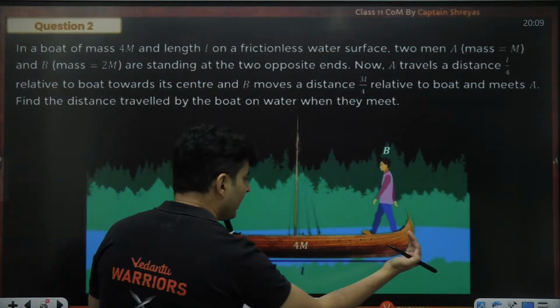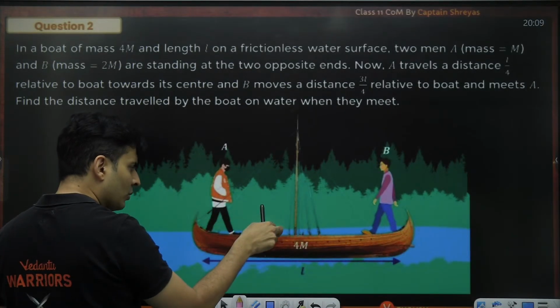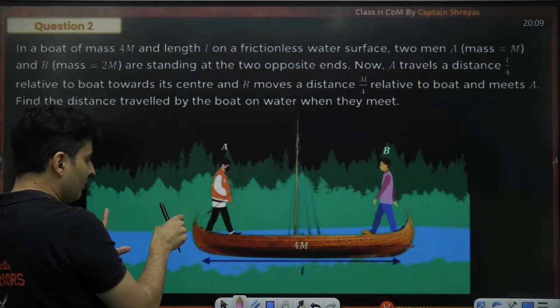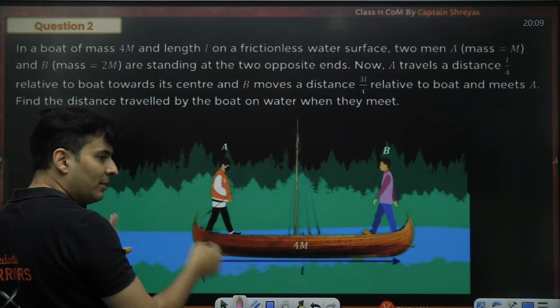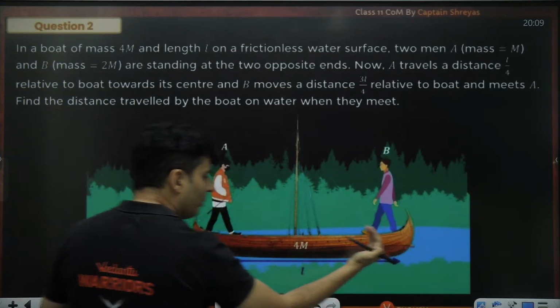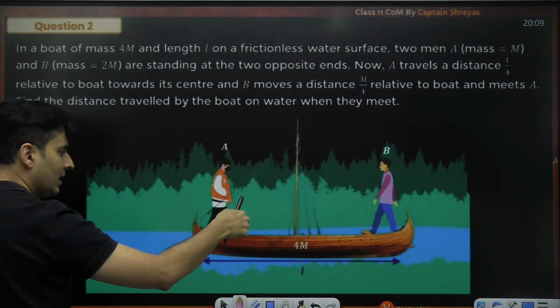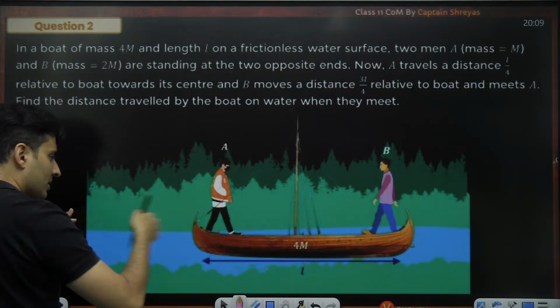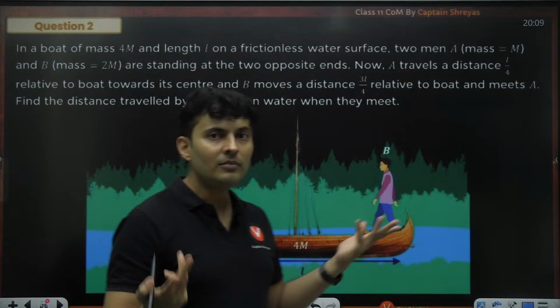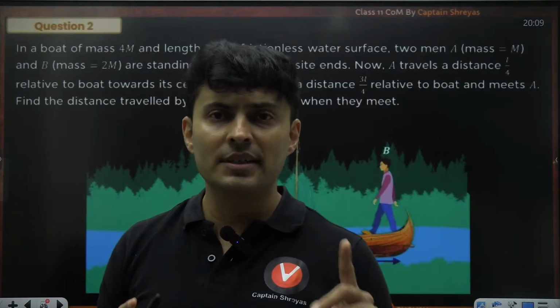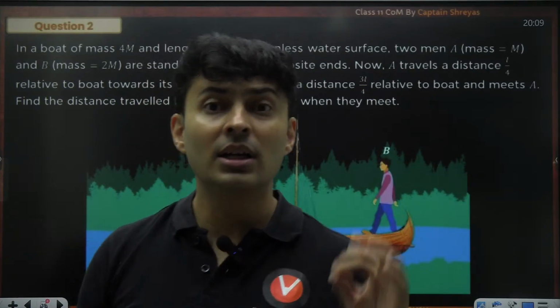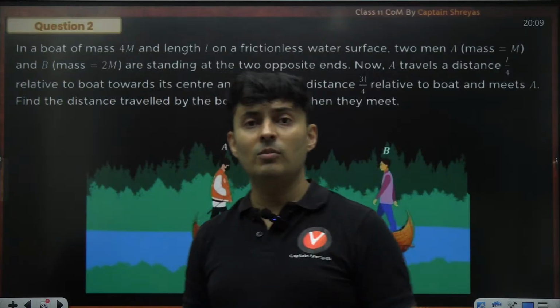So if the boat itself moves, when this person moves, this person might come here maybe. So the actual displacement might be different. When the boat moves here, the person is meeting here, but the boat has moved. So the person might move more than L by 4. Getting my point? Those displacements S1, S2, S3 are always relative to the ground frame, not relative to some other object.